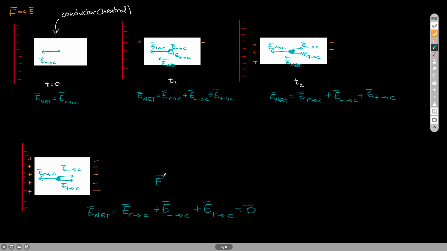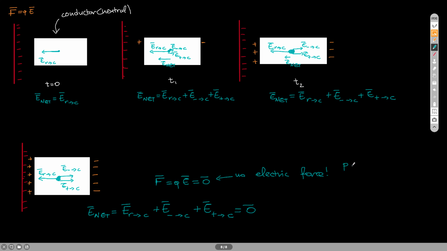If the net electric field is completely zero, then this means that there is no electric force acting on the mobile electrons anymore. No electric force. The mobile electrons that are present in the conducting object do not feel a force anymore. At this point, the net electric field is zero, no electric force, no more mobile electrons will be pushed to the right. It's done. The process is over.